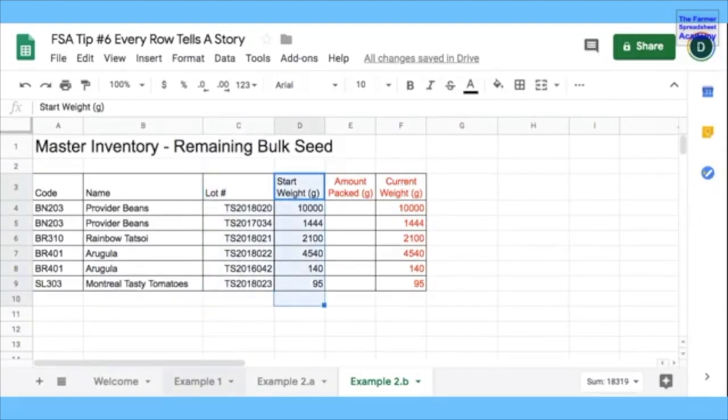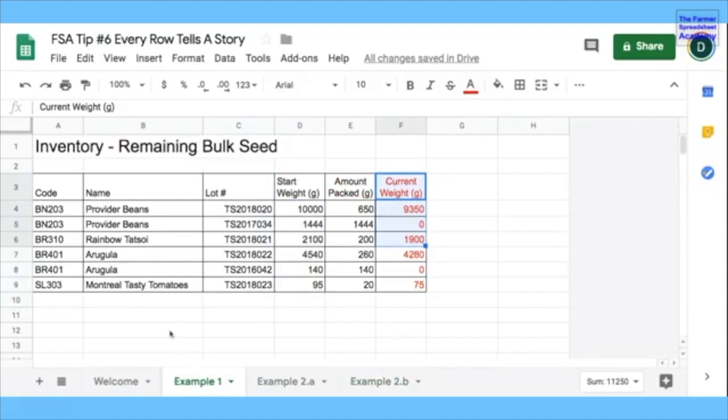So actually, I got the wrong sheet. Let's start off right up here. So it's the same sheet we're looking at. So here's what we got. This is the lot of each thing, and then the weight of what we start with. In the case of seeds, we're talking about grams because that's how we measure them. And then there's the amount that we've packed, and then what's left after packing that.